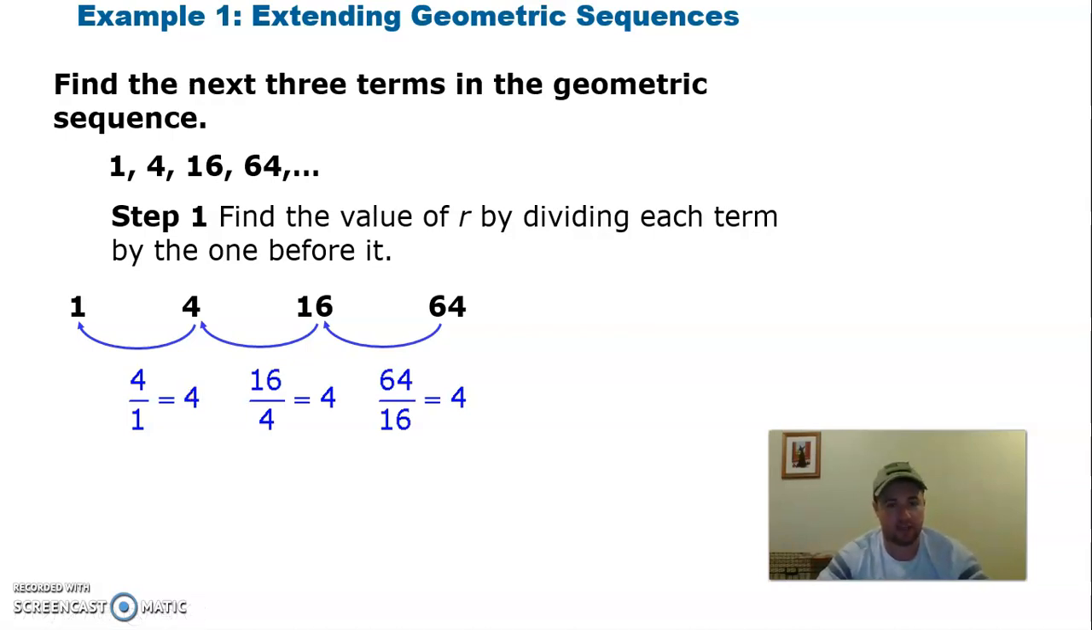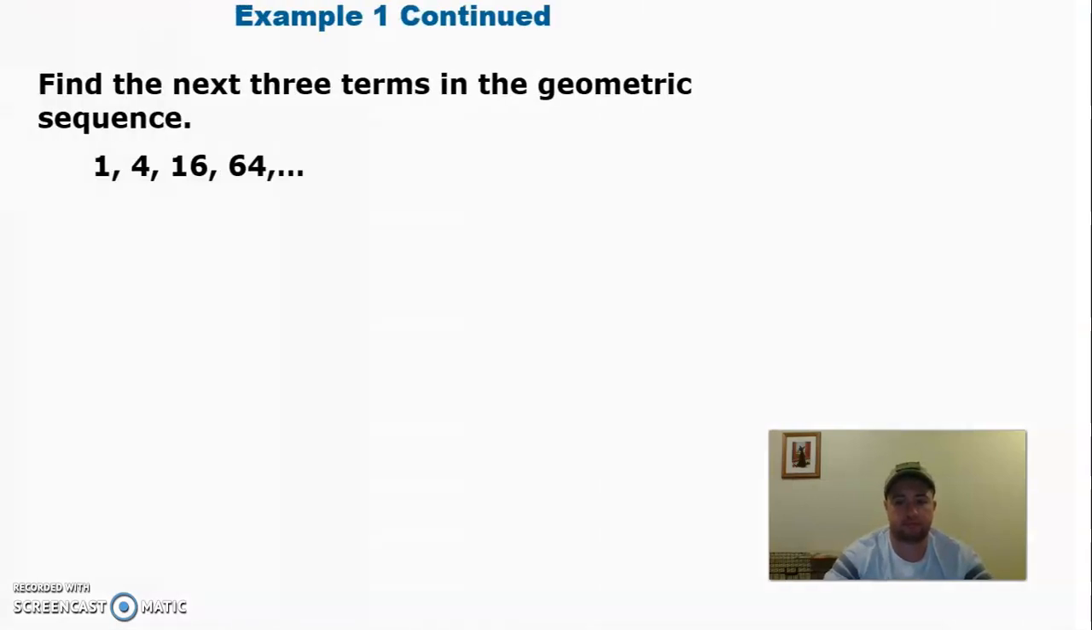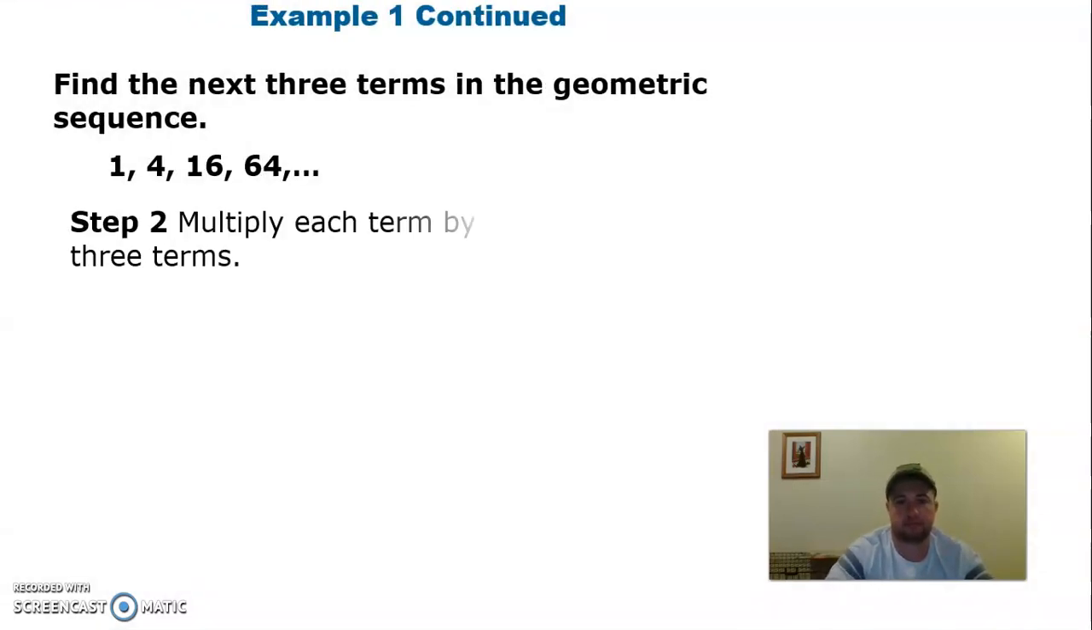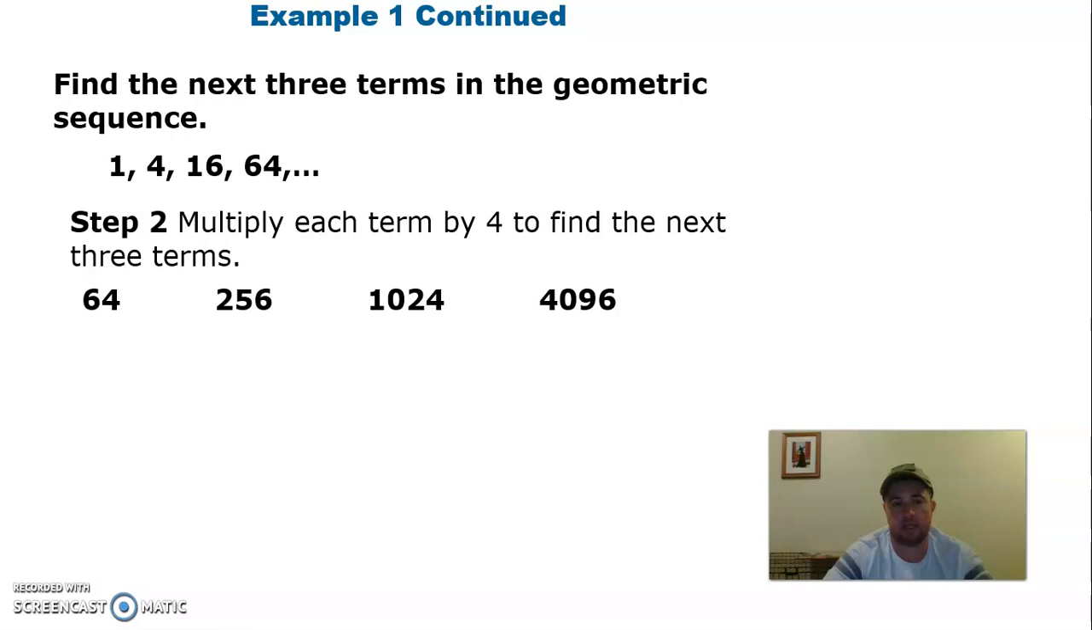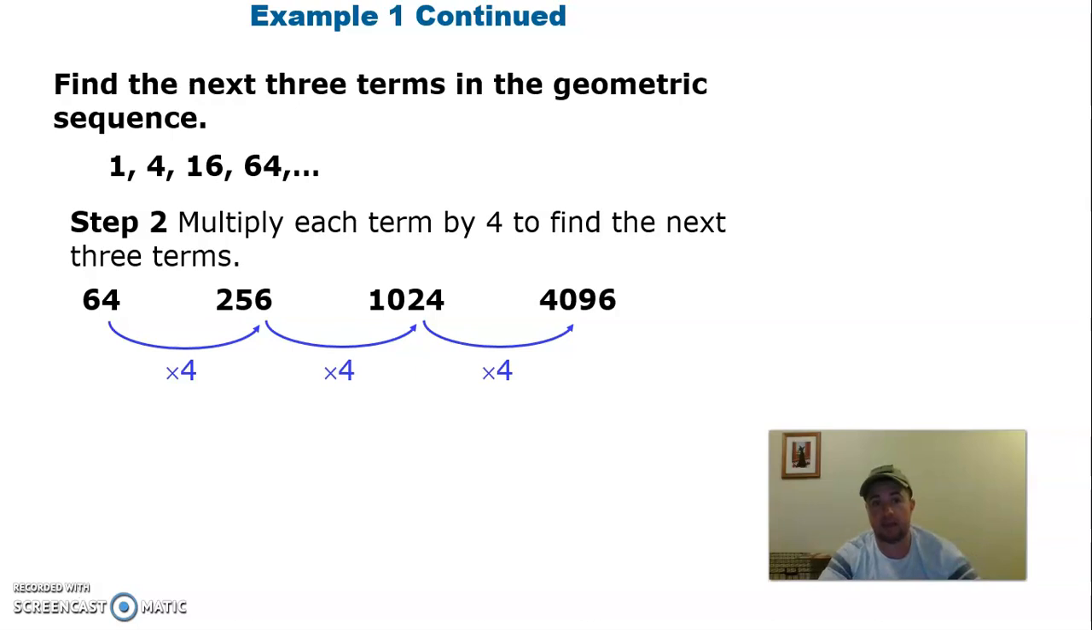So how would I find the next three terms? I'd start multiplying by 4. So 64 times 4 is 256. That'd be the fifth term in the sequence. 256 times 4 is 1024. That is the sixth term in the sequence. 1024 times 4 is 4096. That would be the seventh term in the sequence.